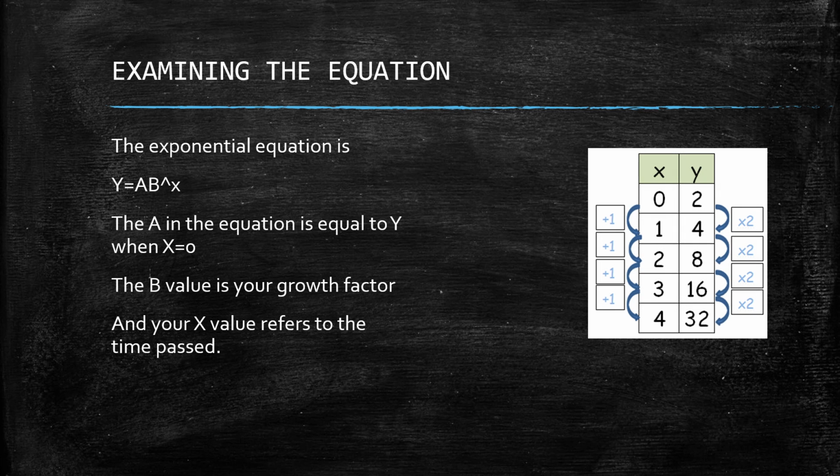Examining the equation. The exponential equation, as previously mentioned, is y equals a times b to the power of x. The a in the equation is equal to y when x is 0, or when you're at your starting value. The b value is your growth factor, and your x value refers to the time that has passed.